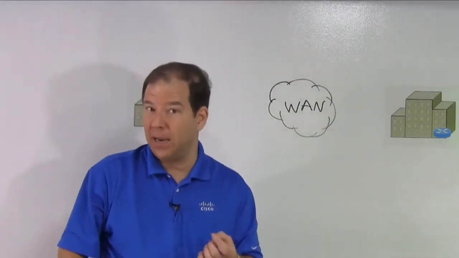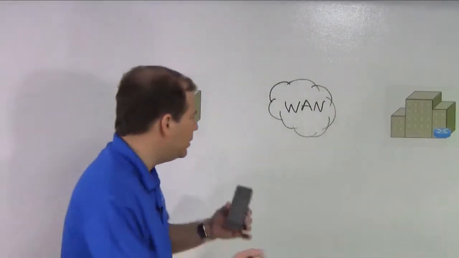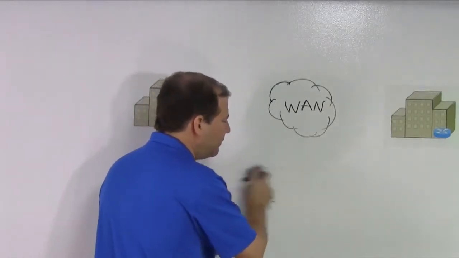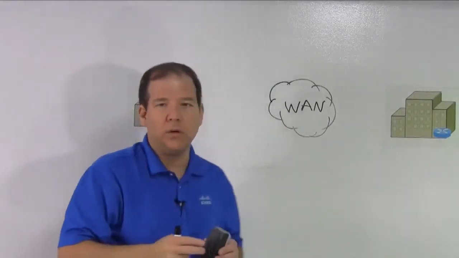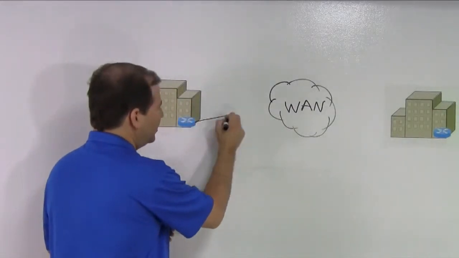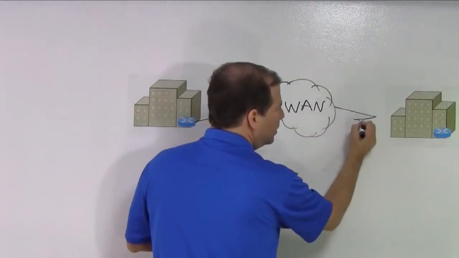And when we draw a network connection for a LAN, for a local area network, you might remember that we would use just a straight line. Well, for a wide area network, instead of a straight line, we're going to use what looks a little bit like a lightning bolt. It's going to look like this. We're going to have a connection similar to this.